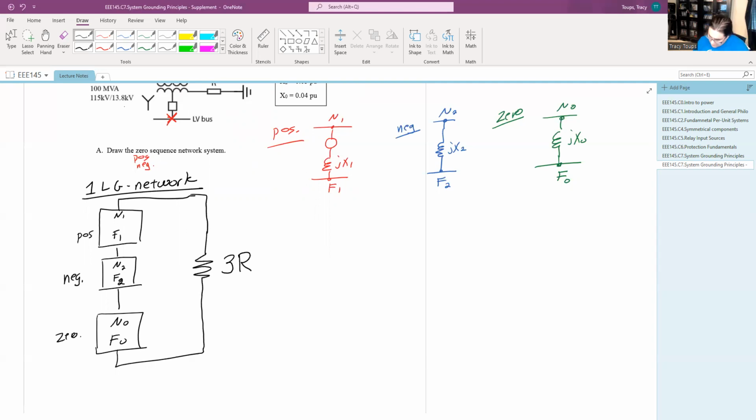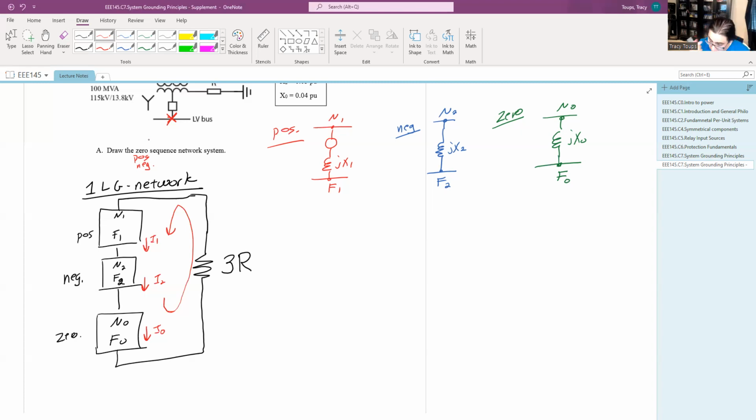Okay. So now we have a sequence network, and remember, current is flowing down each one of these. This is I1, I2, and I0. And remember, this is all the current just flowing through this loop. It's a single loop current. So that's what our network impedance looks like. The key thing is remember what the positive, negative, zero sequence networks look like. Look at the combined network overall.